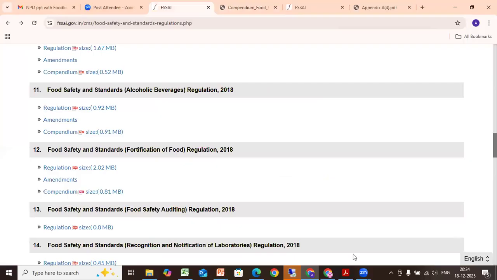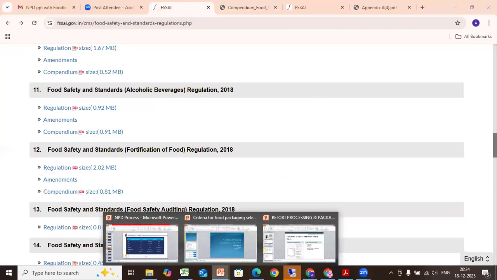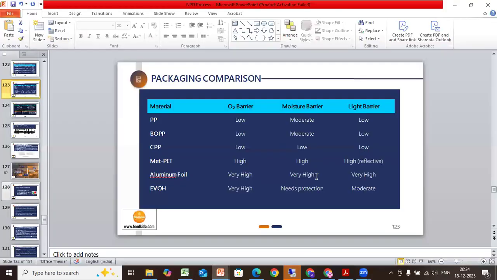Okay. Chalo. Thank you, sir. I think we all need to spend at least a week or 10 days exploring the whole FSSAI website. It's a must for all of us.